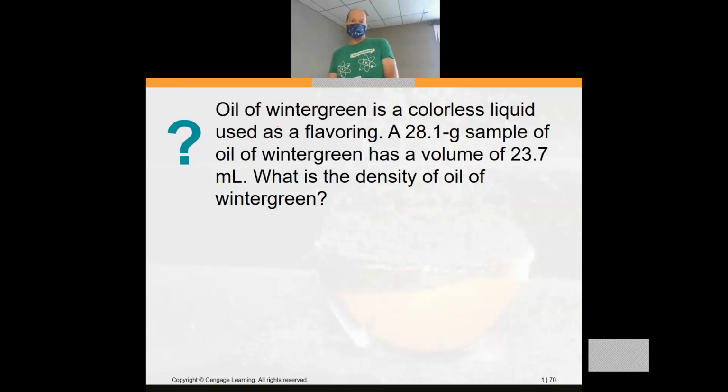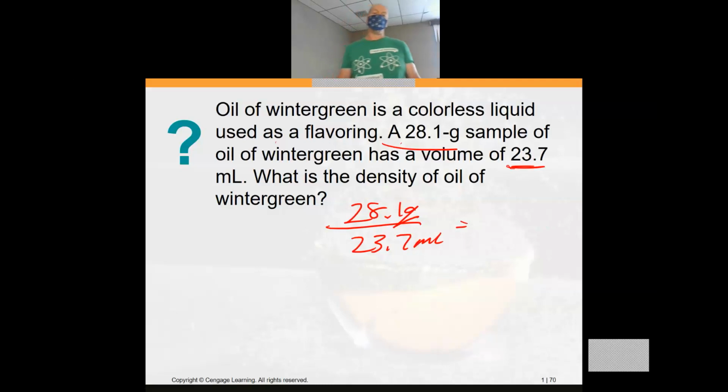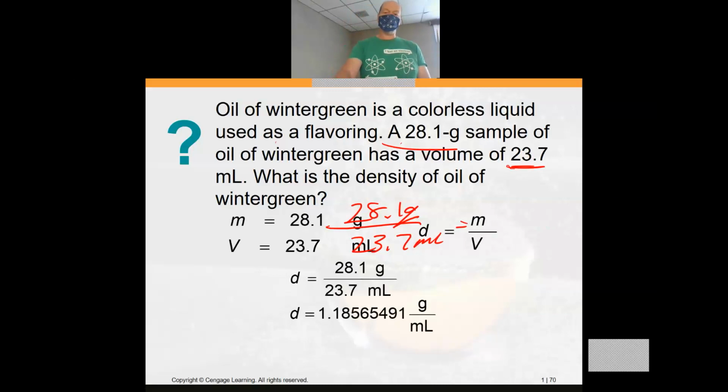All right, so you have oil of wintergreen. It is a liquid. We are getting the density of a liquid. We took 28.1 grams of oil of wintergreen and we put it in a graduated cylinder, and it had a volume of 23.7 milliliters. And so as long as you know to take the mass, 28.1 grams, and divide by the volume, 23.7 milliliters, and you have 3 sig figs divided by 3 sig figs, and you give your answer to 3 sig figs. This is a very simple question, right?